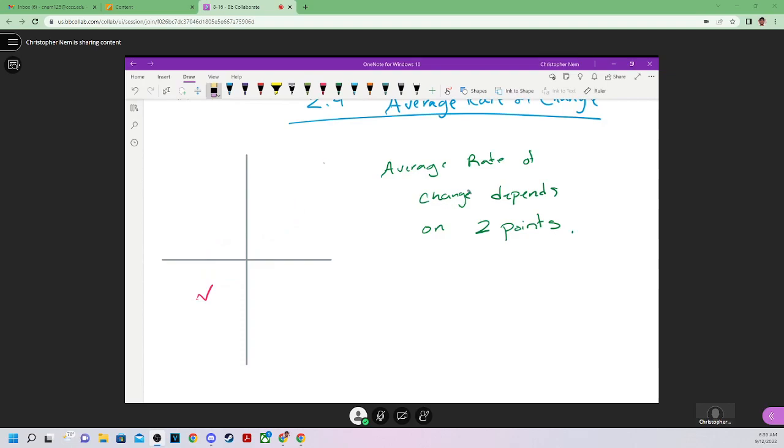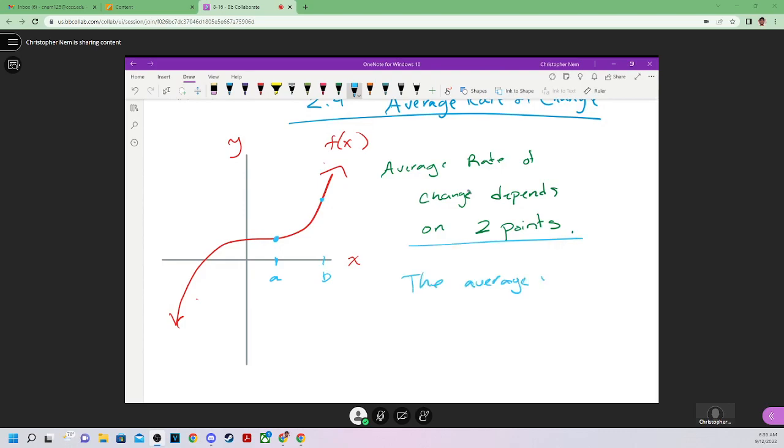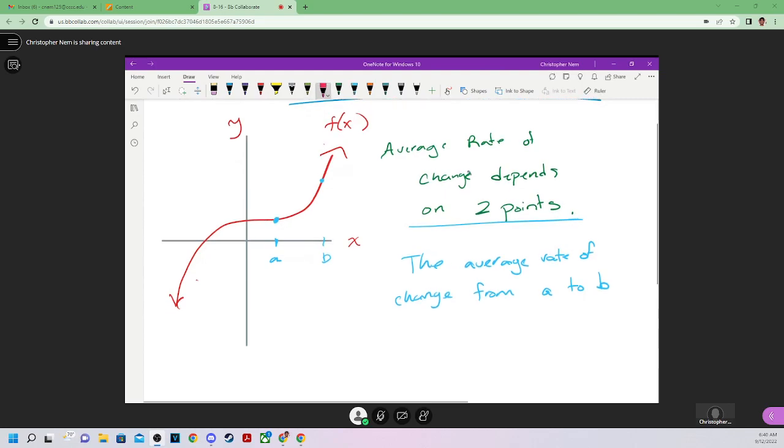Well, average rate of change, let's suppose I were to draw this, and this is my x, and this is my f of x. Well, I'll call this the y-axis. That way I can call the function f of x so there's no confusion. If I want to find the average rate of change between 2 points, let's call this point the input A. Let's call this point the input B. So the average rate of change from A to B is simply going to be your rise over your run.